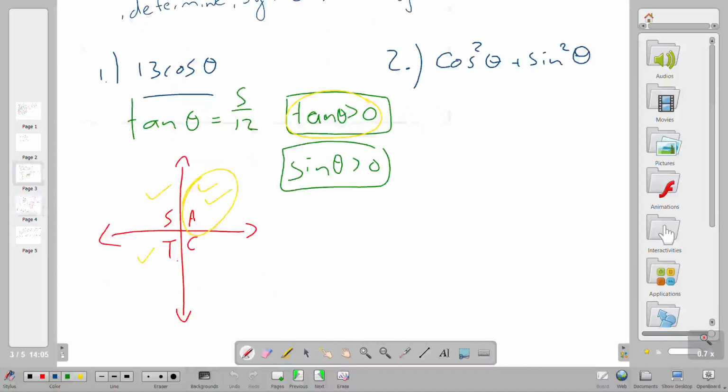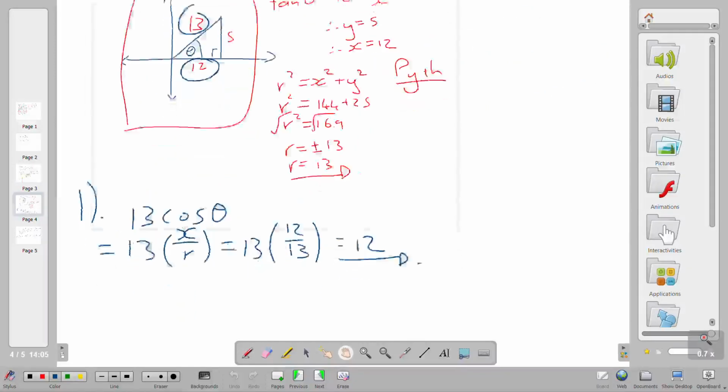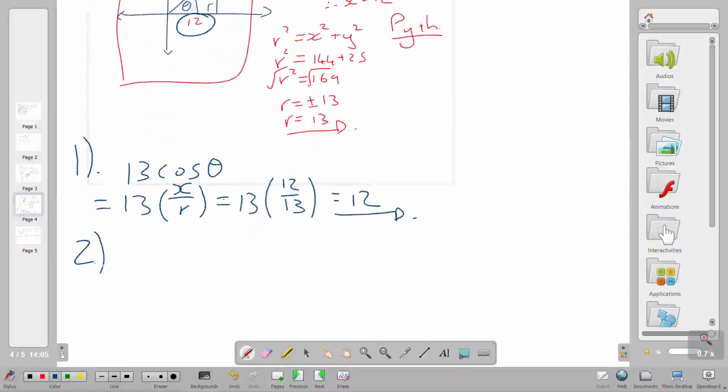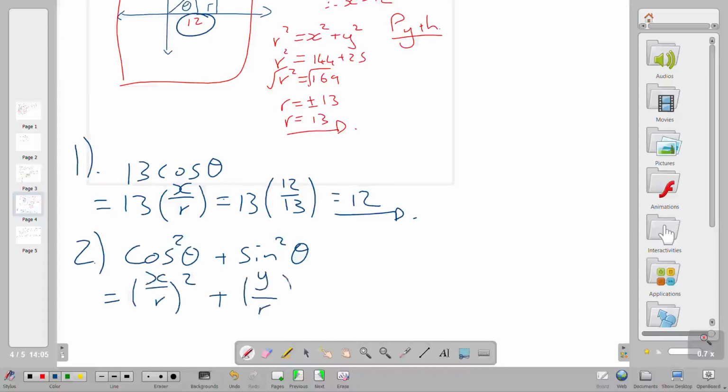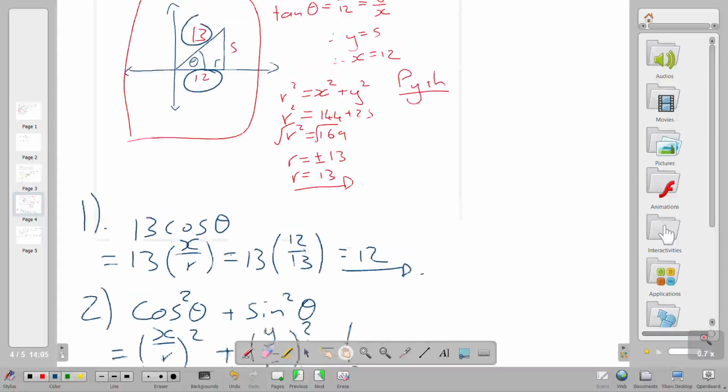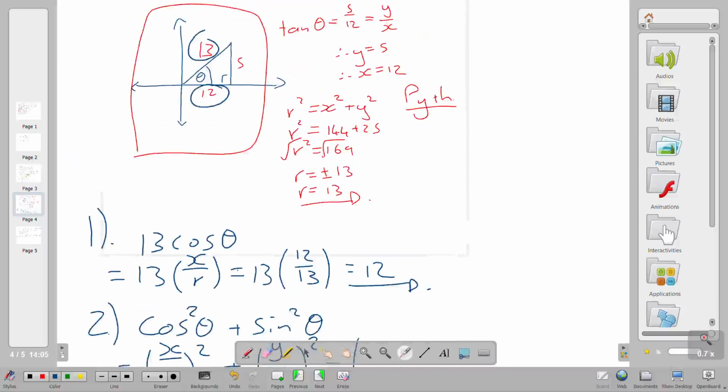Just the second one left where they tell us cos squared plus sine squared. Okay? So I'm going to write it there. Cos squared theta plus sine squared theta. We rewrite it in terms of x, y, and r. Cos is x over r all squared because of the square there. And sine is y over r all squared. I'm going to substitute in from our diagram above. What do they tell me right here? They tell me that x is 12 and y is 5.